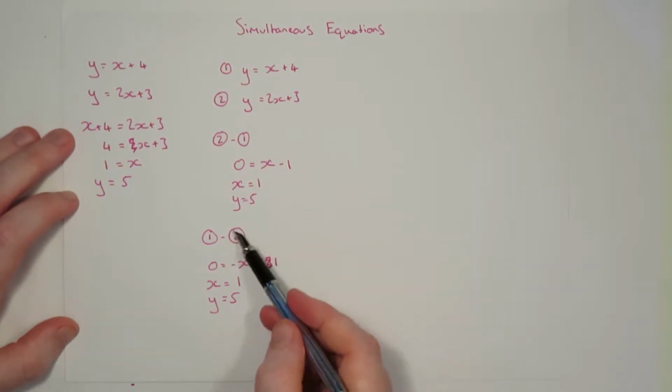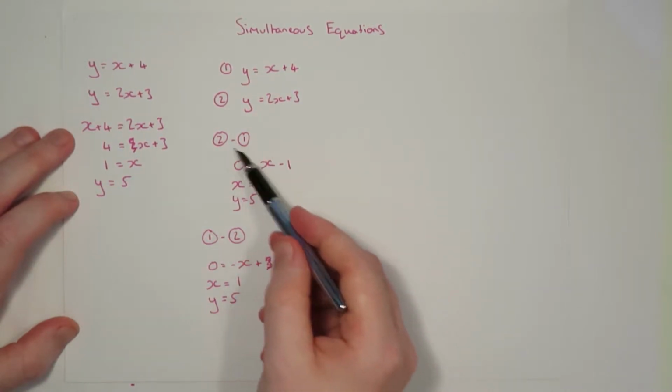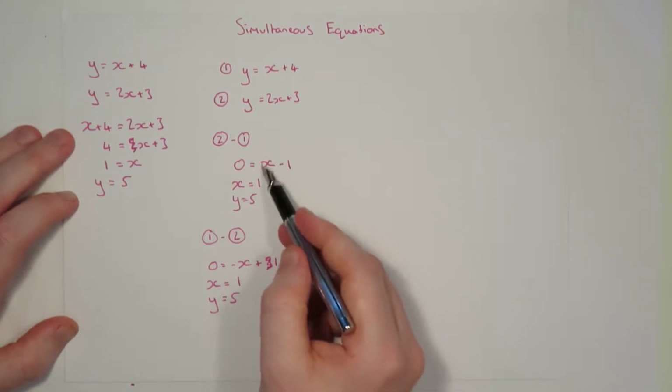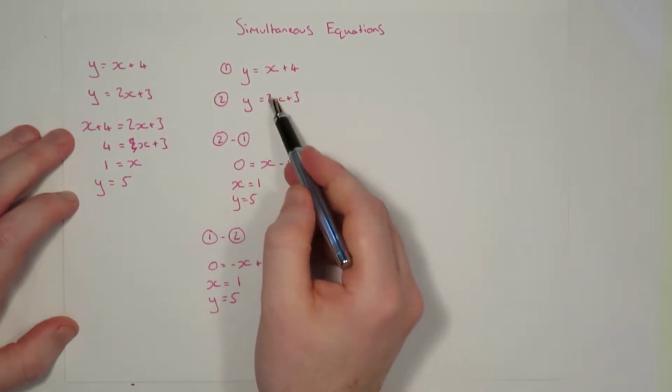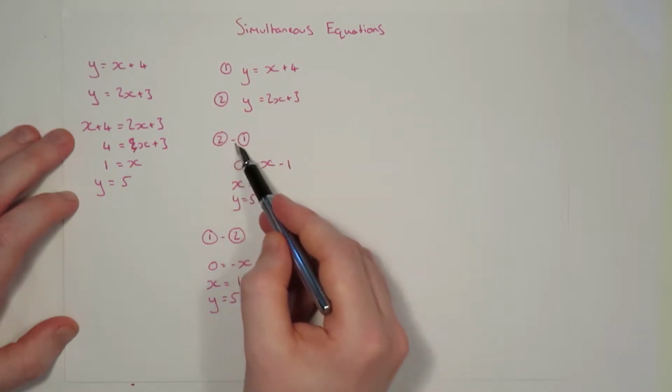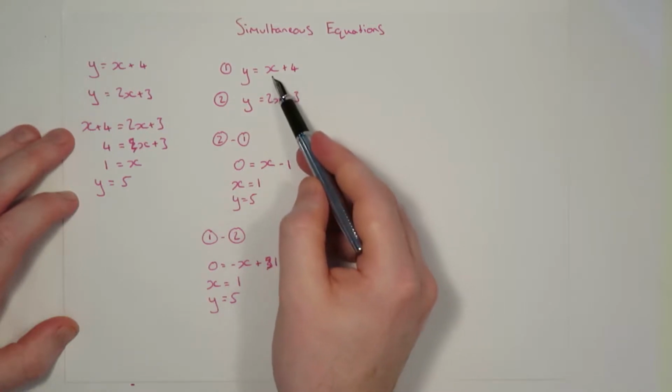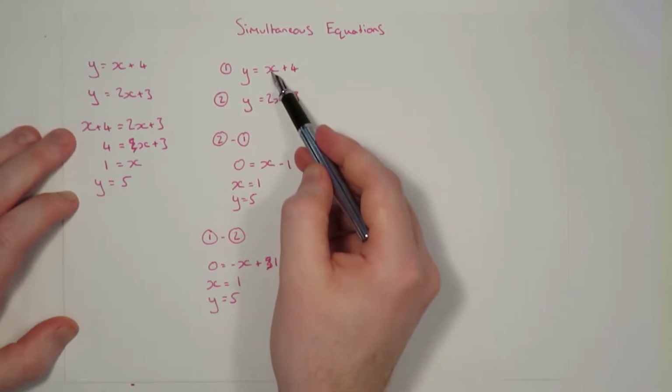So why do I say this method isn't quite as neat as this one? Well, I think it's good practice to try and keep the x positive. So here I decided to do equation 2 subtract equation 1 because the x in equation 2 was higher than the x in equation 1. 2x is higher than x.